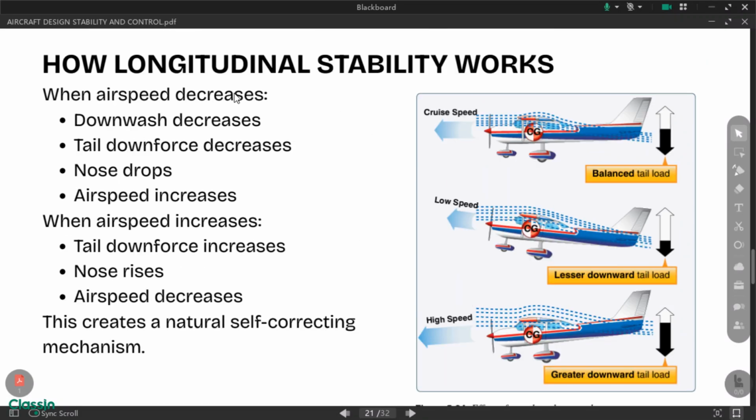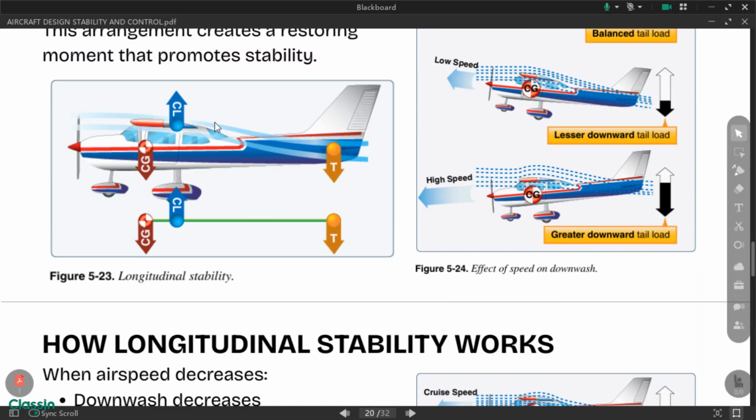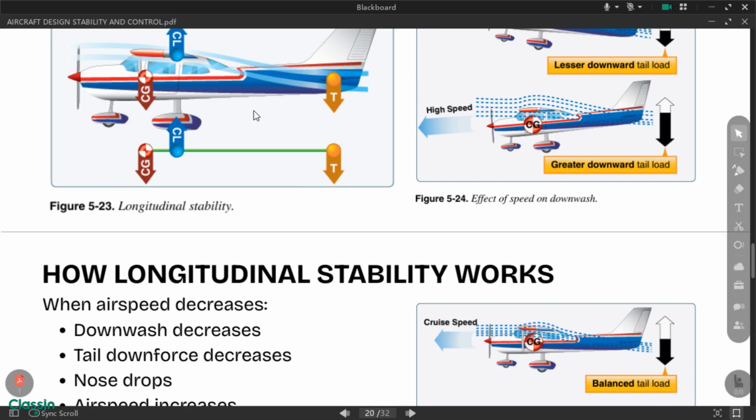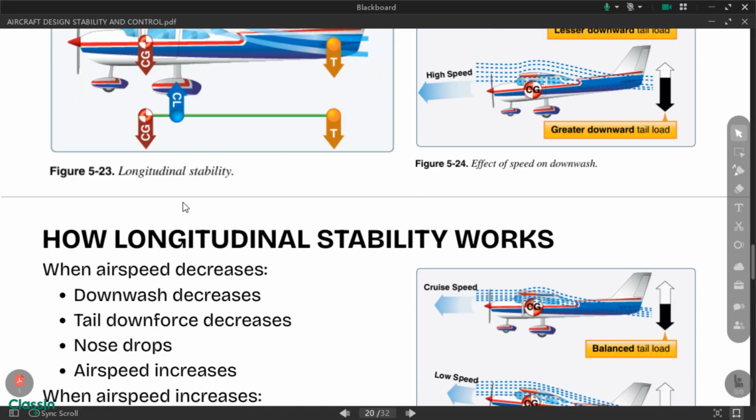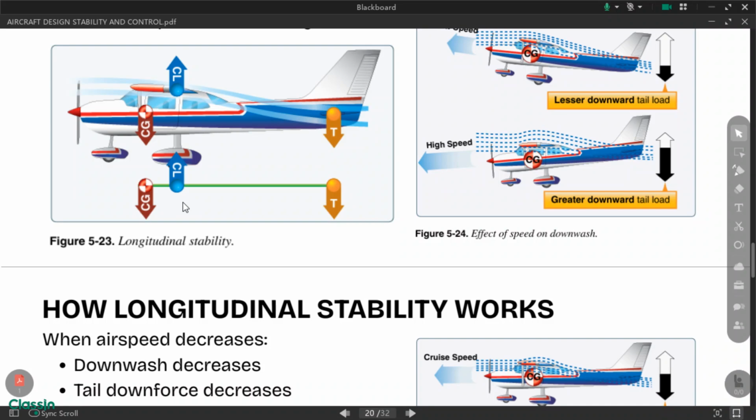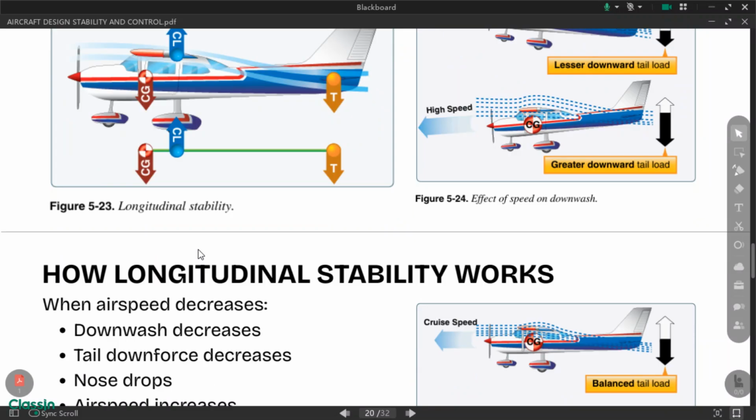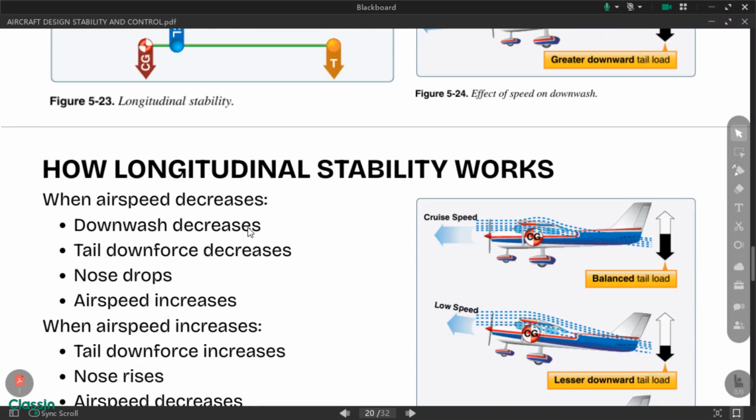Okay? That's the good thing about designing an aircraft like that. It must have positive static stability. Okay? So, yung aircraft natin, itself, on its own, it would generate restoring moments. No? So, that's the essence ng ating longitudinal stability.